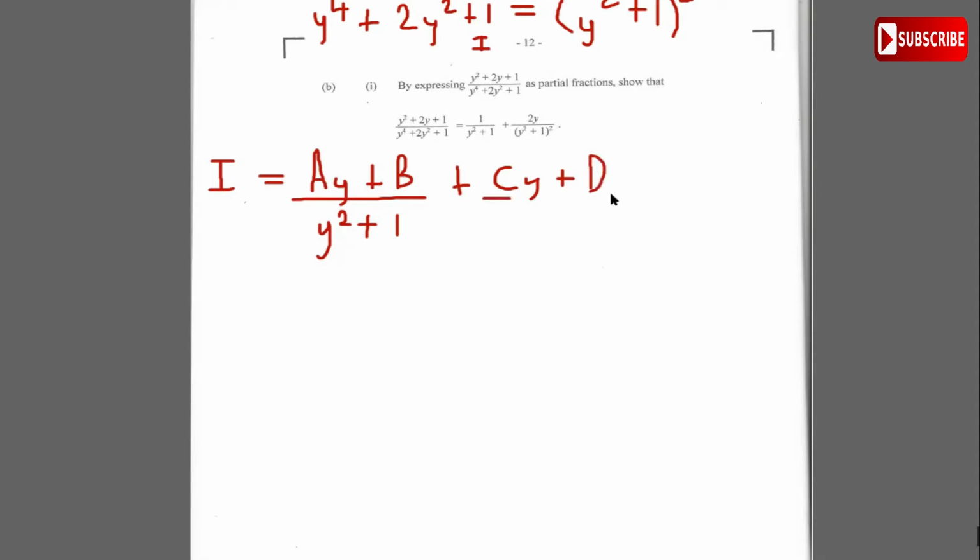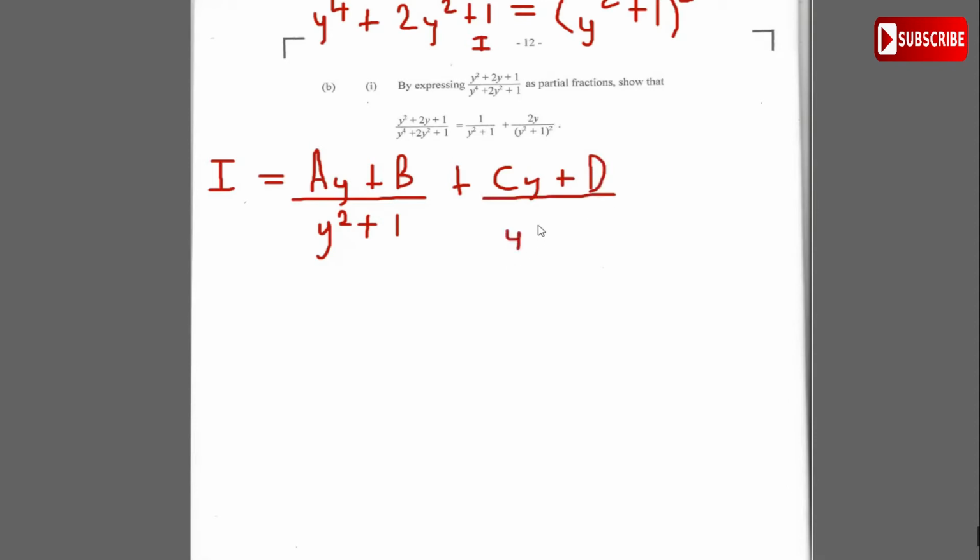What I'm saying is that the denominator, y to the 4 plus 2y squared plus 1, if you really examine it, you're going to see that this denominator is really just y squared plus 1 being squared. That's all it is. So when you're separating it as a partial fraction, you can rewrite it as ay plus b over y squared plus 1 plus cy plus d over y squared plus 1 all squared. That's how you separate it in partial fraction.